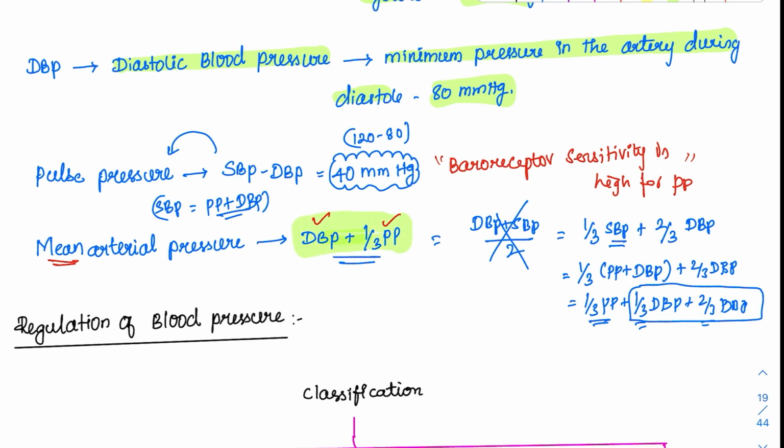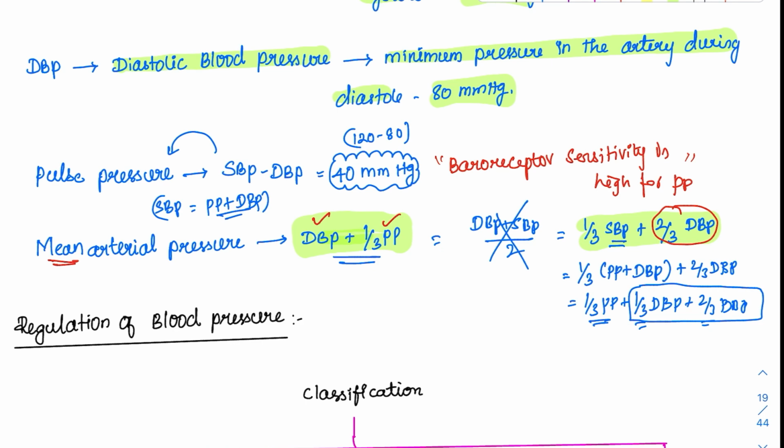So they will give you some values and you just have to plug into this formula. It is diastolic blood pressure plus 1/3 of pulse pressure. Otherwise, it is 1/3 of systolic blood pressure plus 2/3 of diastolic blood pressure. Here the diastolic component is more because of the duration of the diastole.